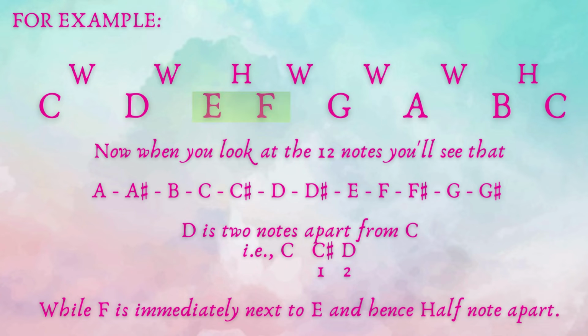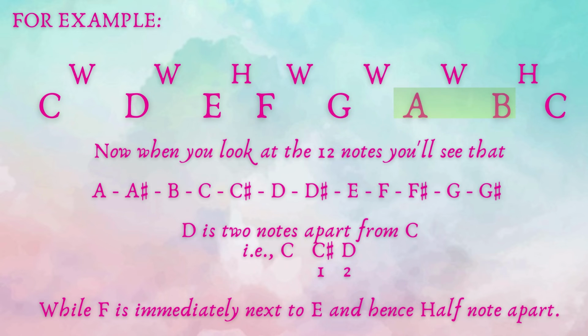Then between E and F, E, and then immediately after that comes F. So it's a half note interval, only 1 note apart. F is just the next note from E. Then between F and G, you'll see F sharp, G. G again is the second note, so a whole note interval. From G to A, G sharp, A: 2 notes apart, whole note interval.